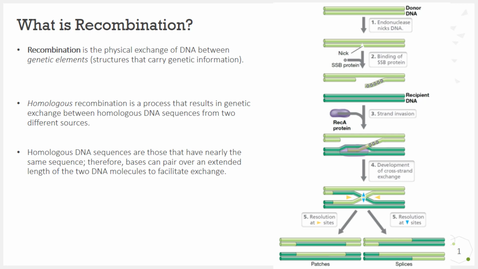So, what's a homologous DNA sequence? Homologous DNA sequences are those that have nearly the same sequence. They may have slight differences here and there, and because these differences are very slight, the bases can pair over an extended length of the two DNA molecules in order to facilitate exchange. This type of recombination drives the process of crossing over in classical genetics, for instance.